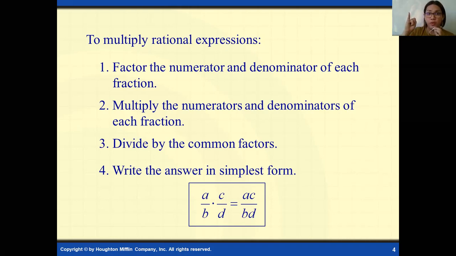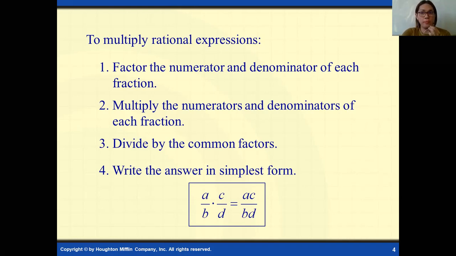Again, step one, make sure that your numerator and denominator are already in factored form. Number two, multiply the numerators and denominators of each fraction. And number three, divide the common factors. And of course, number four is already your final answer, your rational expression in simplest form. If you need to simplify it, then you really have to before you box your final answer.